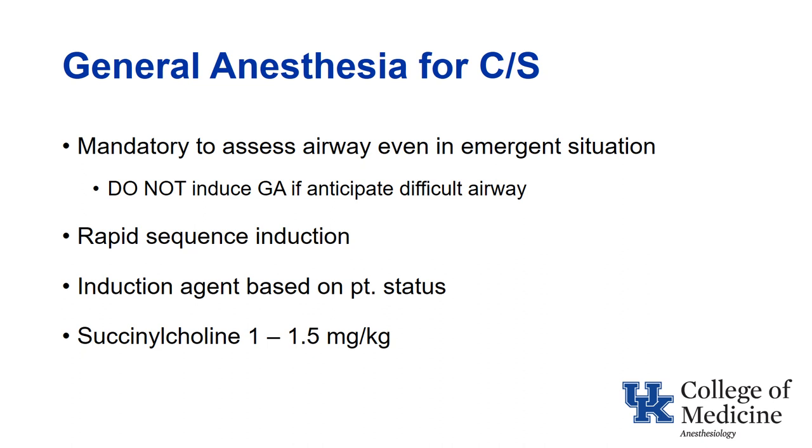Do I anticipate difficulty? These patients should have a rapid sequence induction, as we do consider them at higher risk for aspiration, especially the patient who has labored. Your induction agent is going to be based on the patient status. So in the majority of patients, you're probably going to use propofol as your induction agent. However, if you are doing an emergent C-section because someone is hemorrhaging due to a placental abruption or placenta previa, propofol probably would not be your ideal induction agent, and instead you would prefer to use an agent that is going to maintain hemodynamic stability better, such as etomidate or ketamine. And then being a rapid sequence induction, we generally will use succinylcholine anywhere from a dose of 1 to 1.5 milligrams per kilo for our muscle relaxation.